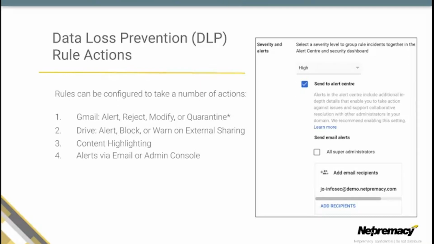If you don't use the Alert Center, you can also do email alerts. You can choose to send it to all the super admins, or you can choose individuals. And the individual that I've chosen here is actually a Google group. So I can send a notification to an entire group to say, hey, this message has been sent out, and it got caught in the filters. And again, if you manage your DLP in a third-party solution with a SOC team, you can add your SOC team's email address there instead.